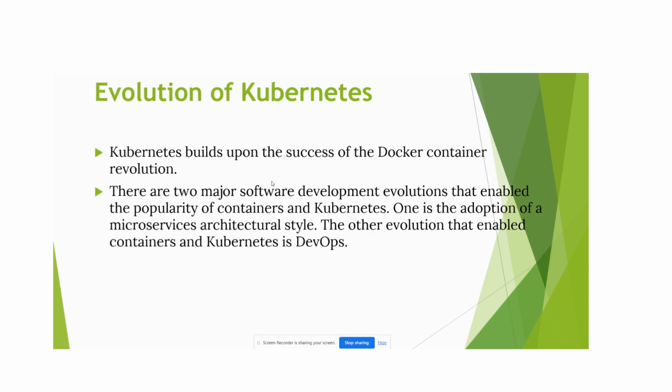Moving ahead, evolution of Kubernetes. It builds upon the success of the Docker container revolution, and there are two major software development evolutions that enable the popularity of Kubernetes. One is DevOps and another one is microservices. I believe everyone would know about DevOps, so we'll talk about microservices.